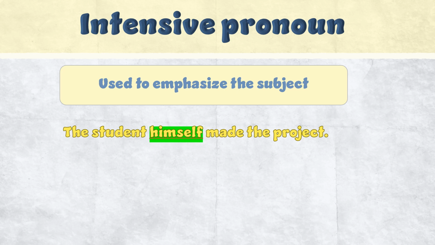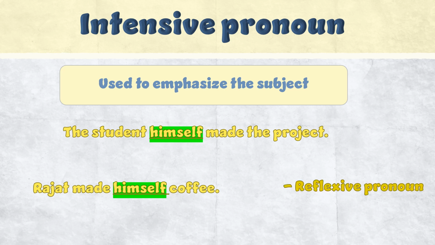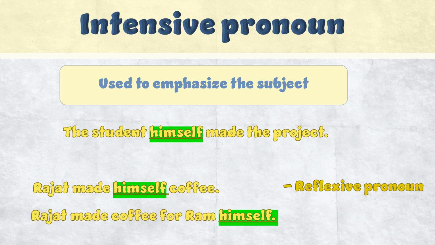But sometimes we get confused between reflexive and intensive pronouns, as both end with self or selves. Let's understand the difference with an example. Rajat made himself coffee. Here himself is a reflexive pronoun. Without this, it would be impossible for the reader to know who Rajat made coffee for. Now, in the next example, Rajat made coffee for Ram himself. Here himself is used as an intensive pronoun.